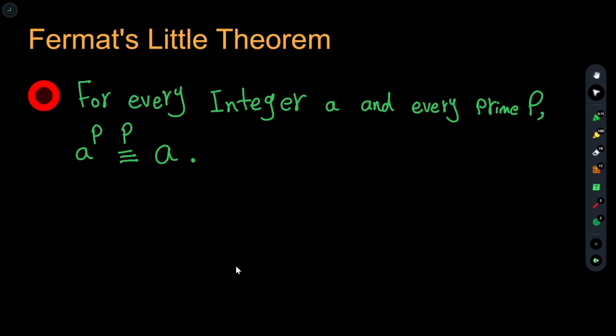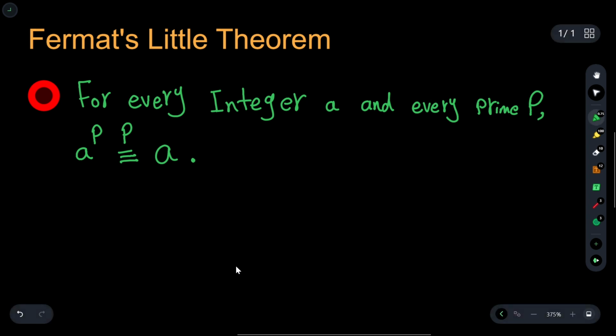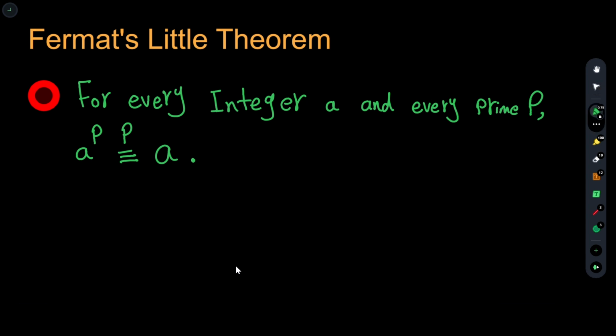So, this is Fermat's little theorem. For every integer a and every prime p, a to the power of p mod p equals a mod p. Now, I'm just going to make an example to understand what this little theorem is about. For example, take a equal to 2 and p equal to 7, then 2 to the power of 7 mod p will be equal to 2 mod p.